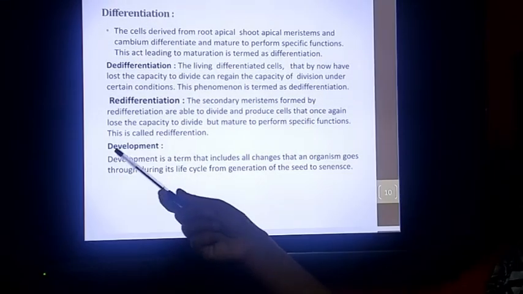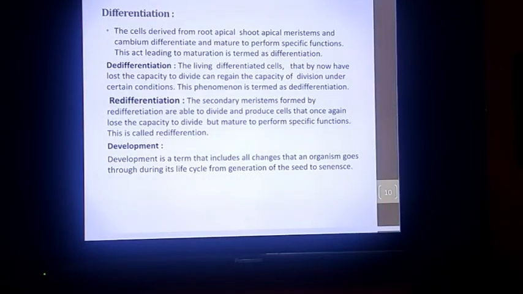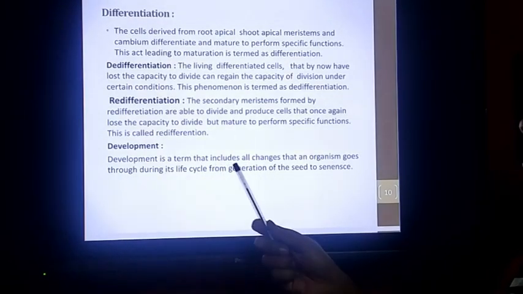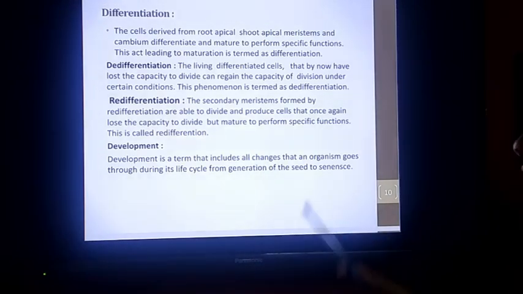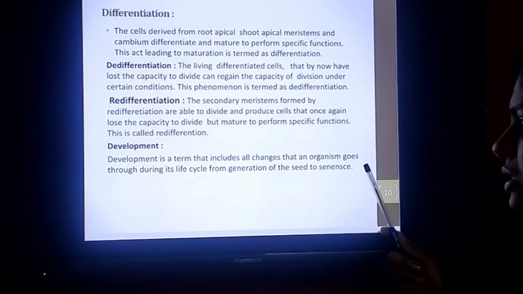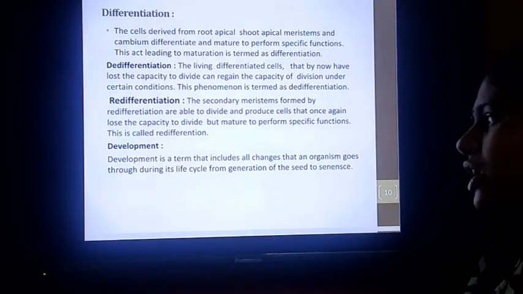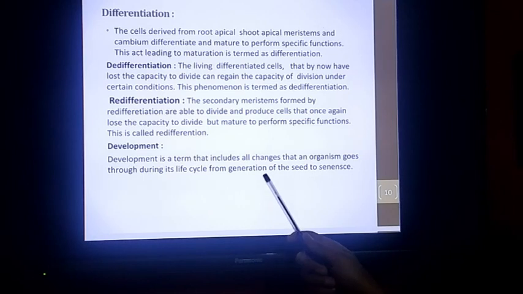Okay, and next, another main concept, that is development. Development means all the changes that occur throughout the lifespan in a plant. Development is a term that includes all changes that an organism goes through during its life cycle, from the generation of the seed to senescence. It means all the changes that occur in the plants throughout their lifespan is called development.